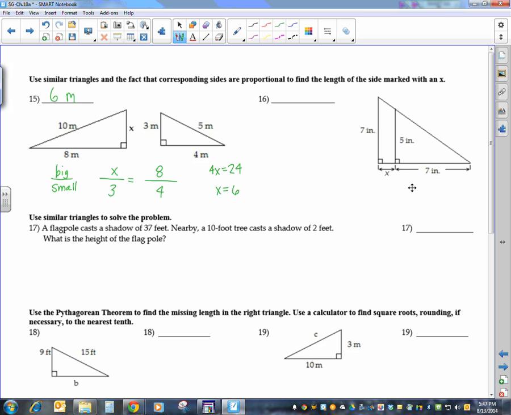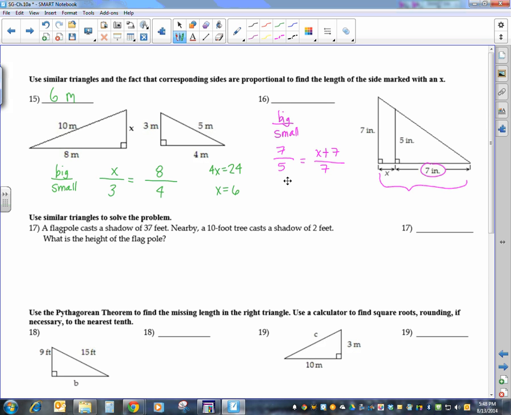All right, and my next one, this one's a little more challenging because you still have a big and a small. So I'm going to write big over small. Sometimes it's a little bit harder to tell which side goes where. In my big triangle, I have a side that's 7 inches. This is my big, and then this is the other big side. So that is x plus 7, because I'm keeping the big on top. And then what corresponds to 7 is 5. And what corresponds to this whole side is just going to be 7.